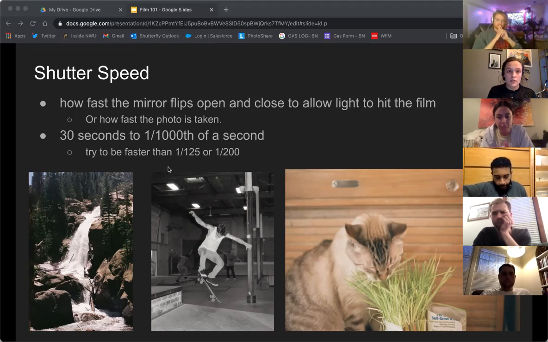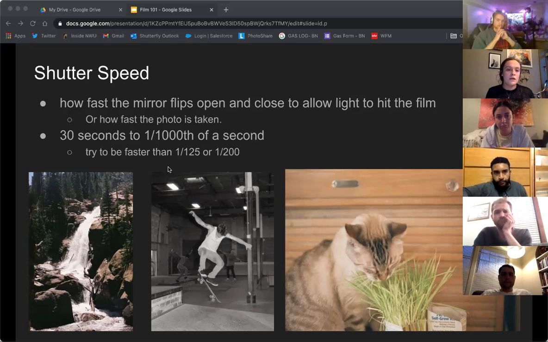Otherwise, if you're slower than that, you're going to get some handshake and some motion blur if your subject is going to be moving or is a person or an animal, stuff like that. But having a faster shutter speed means that you're taking a picture faster.